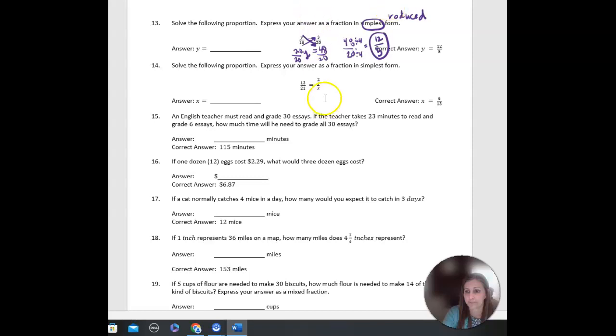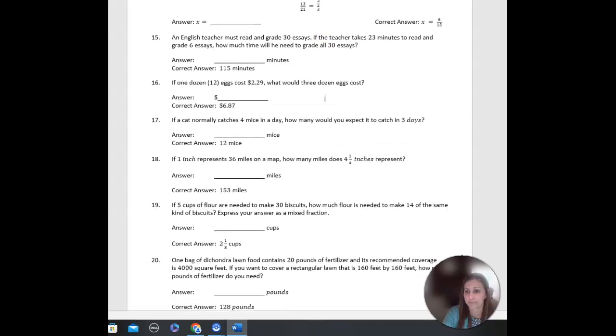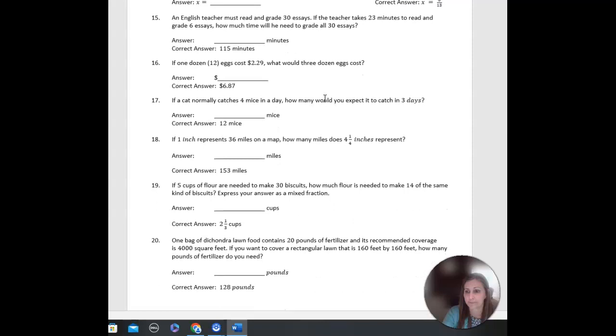Number 14 is similar, except you have a fraction, but I want to get down here to some more of these where you have to set it up yourself. An English teacher must read and grade 30 essays. If it takes the teacher 23 minutes to read and grade 6, here's the thing we're talking about: how many minutes does it take the English teacher to read and grade the papers?